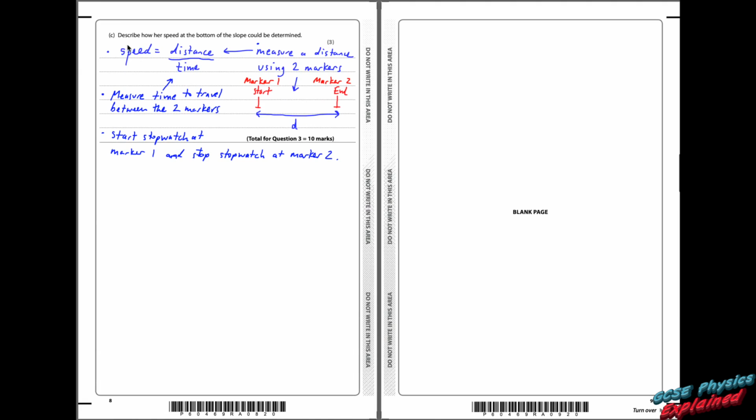Part C. Describe how her speed at the bottom of the slope could be determined. Alright, well, speed, you need to know the distance and the time. So you'll get a mark for putting that.